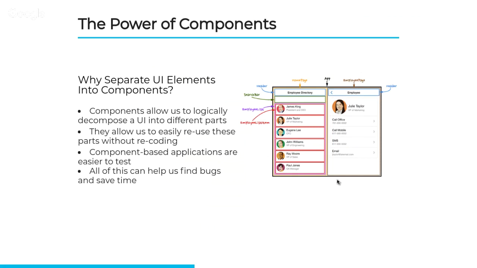So it's saying components allow us to logically decompose a UI into different parts. So it gives us a nice logical construct to structure a UI. They allow us to easily reuse these parts without recoding. So we want to make our components as reusable as possible.